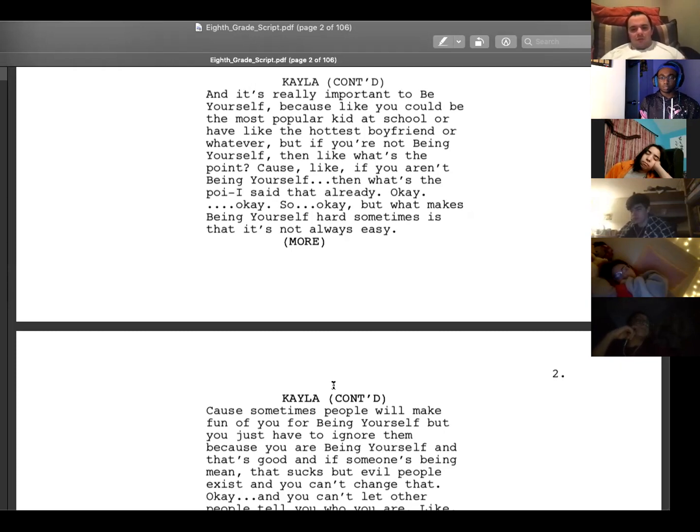So what you're basically saying is the one rule of screenwriting: show, don't tell. Yes. And whatever you're telling, make sure it's worth it.